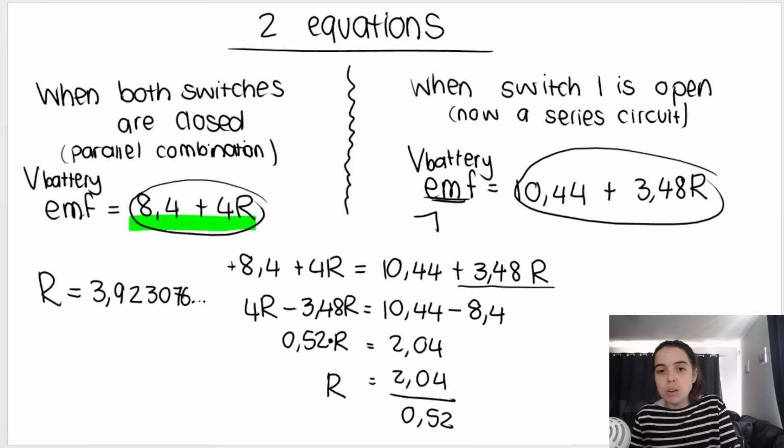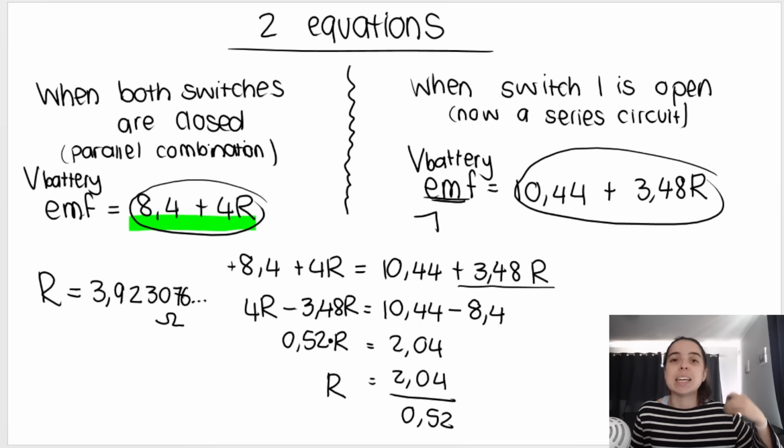3,923076. Don't round off. Okay, so I'm saying dot, dot, dot. I'm keeping it on my calculator. Don't round off. That's measured in ohms. Because I am not at the end of the question. Remember, the end of the question is what is the EMF?